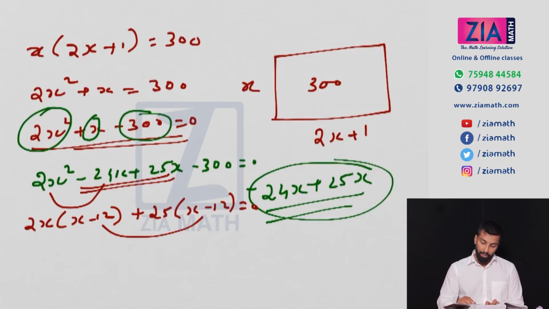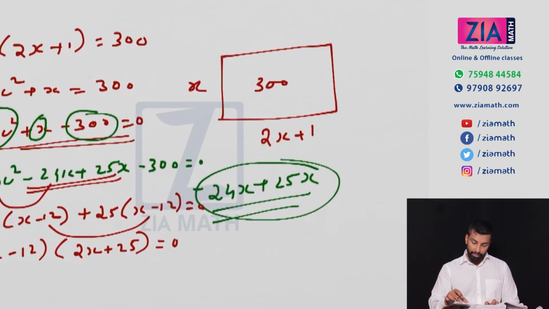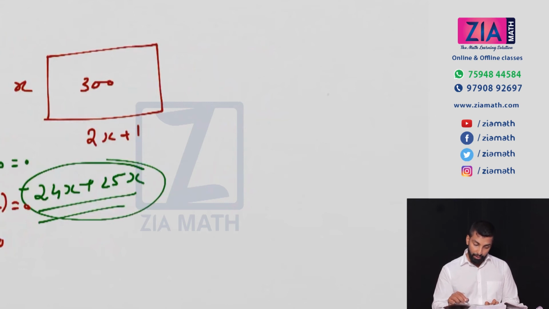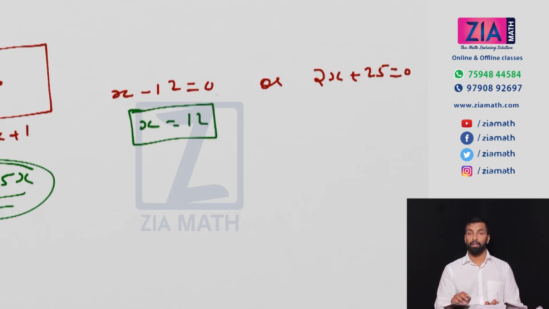Now x minus 12 is common, so take that out. x minus 12 into 2x plus 25 is equal to 0. So what we understood is either x minus 12 is equal to 0, or 2x plus 25 is equal to 0, or both can be 0, whatever it is. x minus 12 equal to 0 means x is equal to 12. That is one of the solutions, or one of the roots of the given equation.